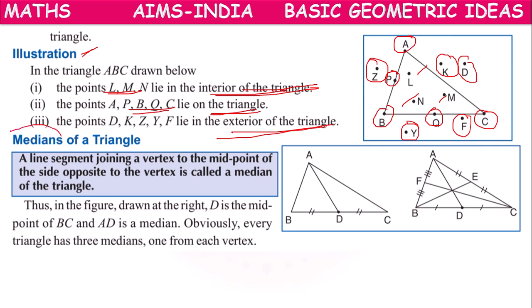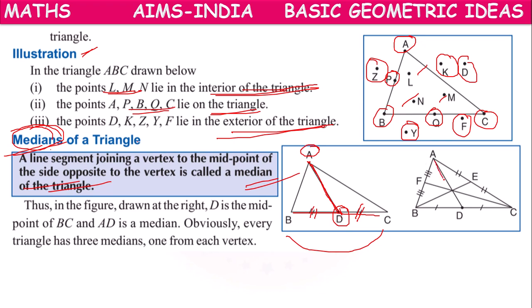Next one. For a triangle, along with sides, angles and vertices, we can also draw medians. A median is the line segment joining a vertex and the midpoint of its opposite side. Here BC is opposite to A. Suppose D is the midpoint of BC, where BD equals CD. Then the line joining the vertex and the midpoint of BC is called a median of the triangle.